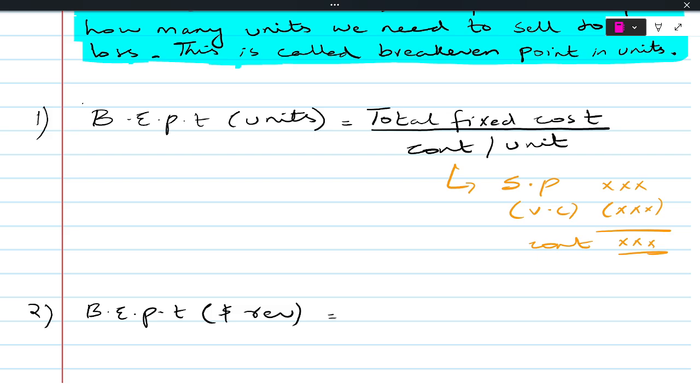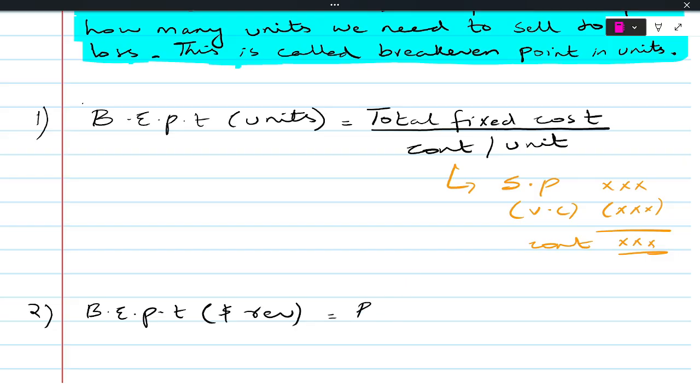How much worth of sales do I have to do? What's the revenue that I have to generate in order to achieve my break even? So that is what this formula is all about. And how would you calculate that?